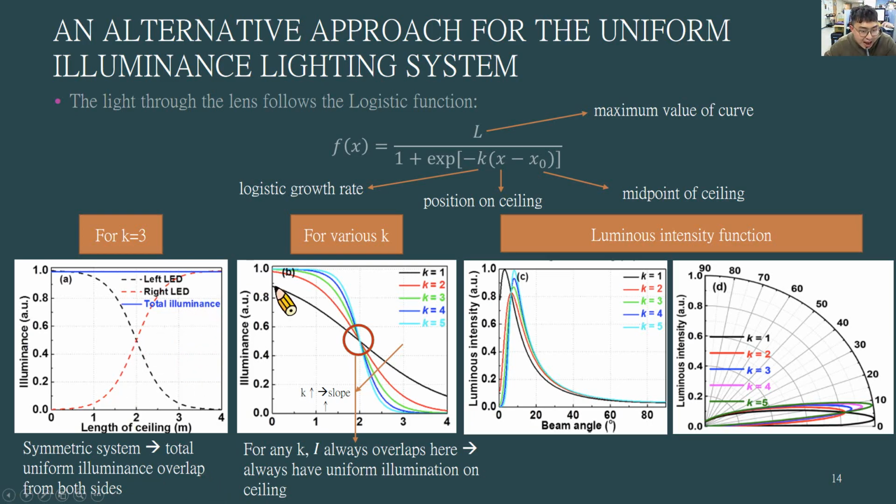And how about any other values of the K's? As we can see, this is the case for K equals to 1, and then this is for K equals to 2, K equals to 3, and 4, and 5. As K increases, the slope would also increase. But they always overlap at the same point, no matter what the K value is. So they always have uniform illumination on the ceiling, and it is at the center. And these two graphs represent the luminous intensity functions for various Ks.